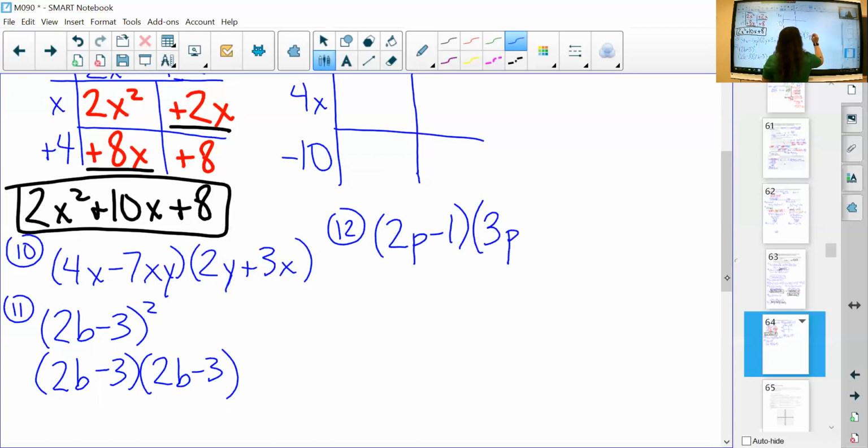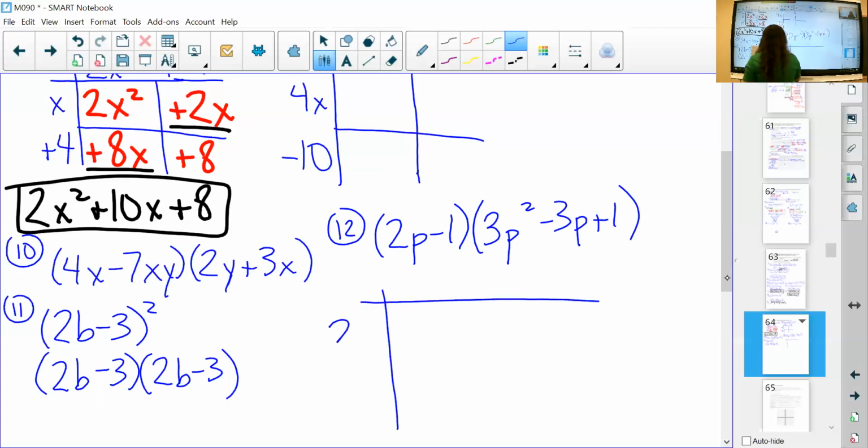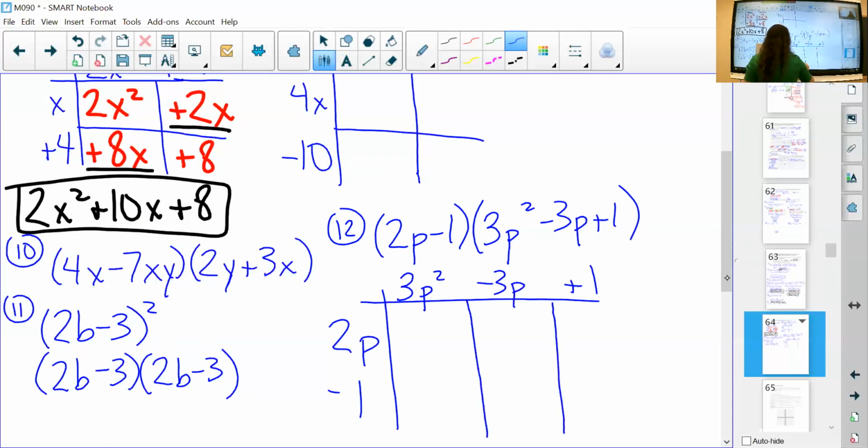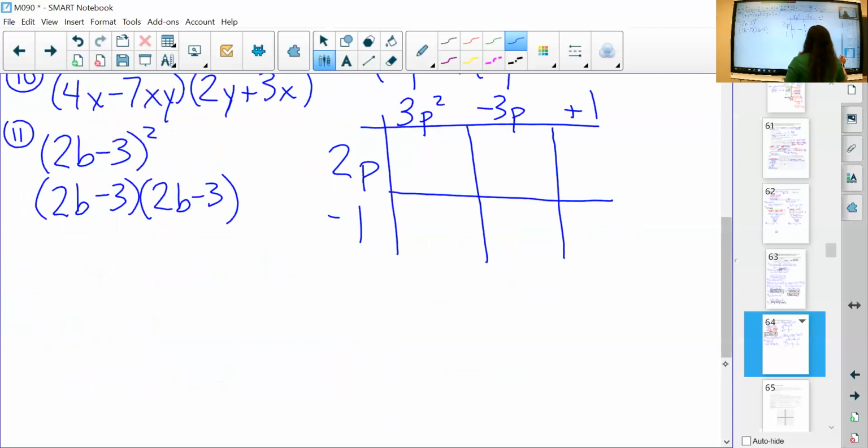Here we have a binomial times a trinomial. So our box is going to get bigger. We have 2p minus 1, 3p squared minus 3p plus 1. Notice that the signs always go with what's right after them. 6 boxes this time, because we have 2 terms here and 3 terms here, 2 times 3. Okay? Once we have this set up, we can find our like terms. There should be 2 sets, I believe. And then we can write our final answer.